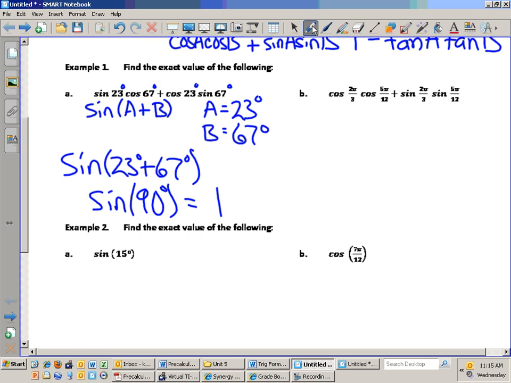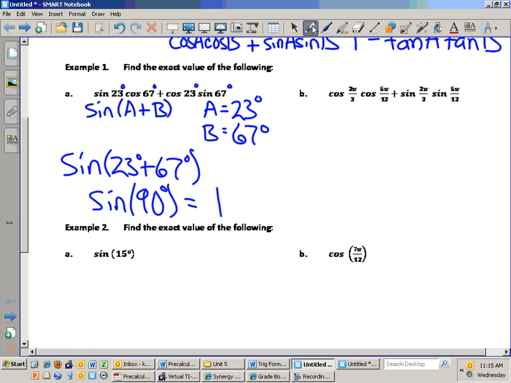Okay, so B. B says cosine of 2 pi over 3, cosine of 5 pi over 12, plus sine of 2 pi over 3 times sine of 5 pi over 12. Now, if you don't like the radians, that's fine. I'm going to work with the radians right now. You could always change them to degrees if you don't like it. 2 pi over 3 would be 120. 5 pi over 12 would be 75. So let's quickly figure this out together.